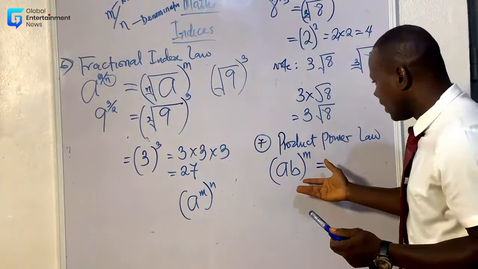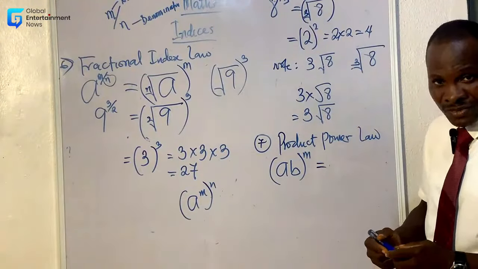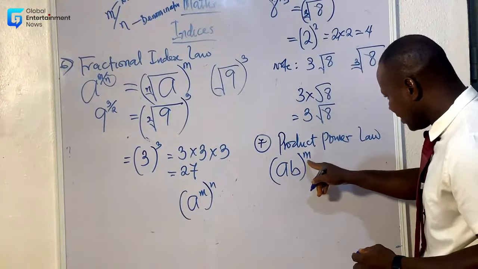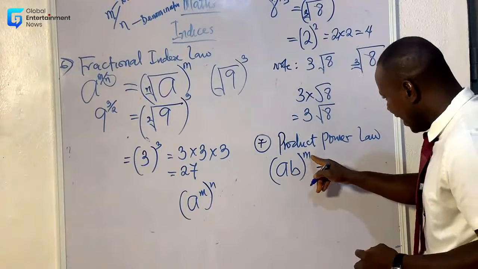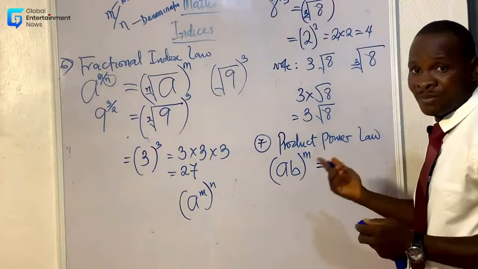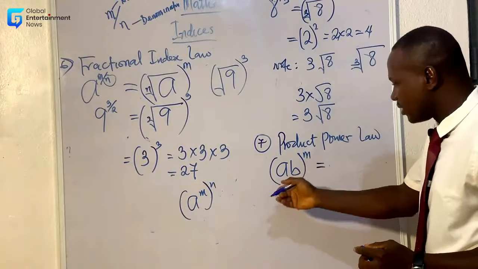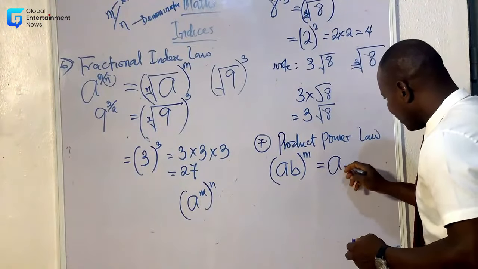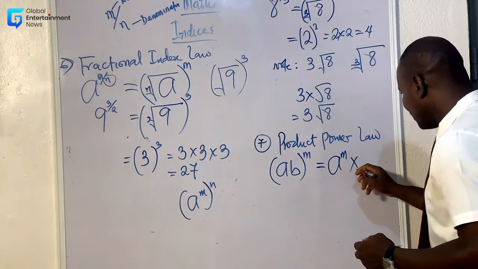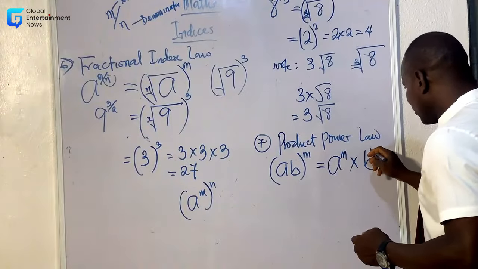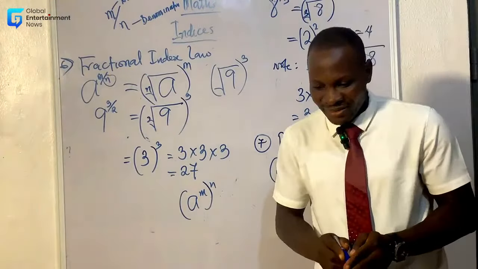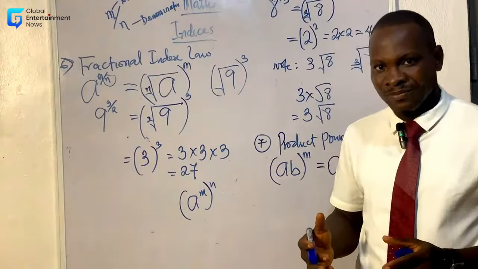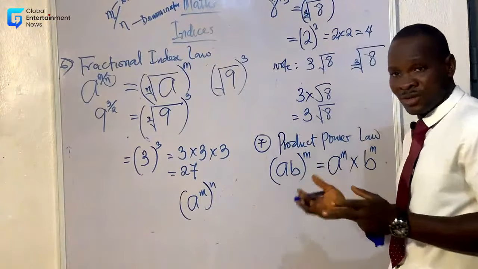So what they are going to do is share it equally. Now what we have here is A raised to power m, because the m is not meant for only A and it's not meant for only B. It's meant for the two variables. That means we have A raised to power m times B raised to power m. That is the multiplication aspect of it.